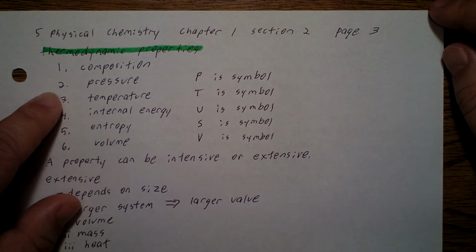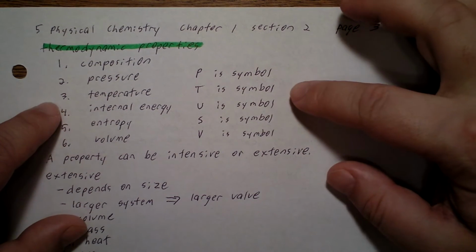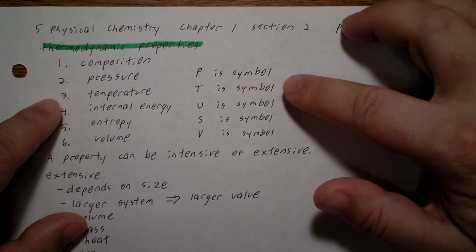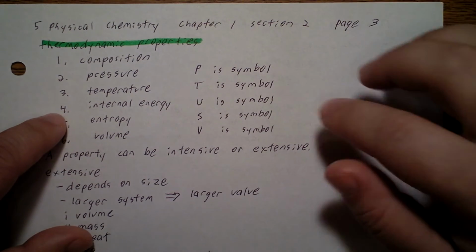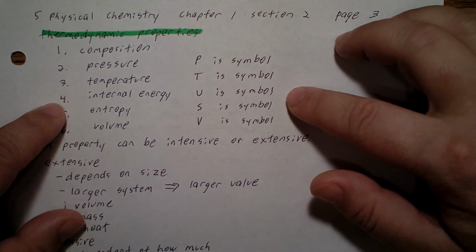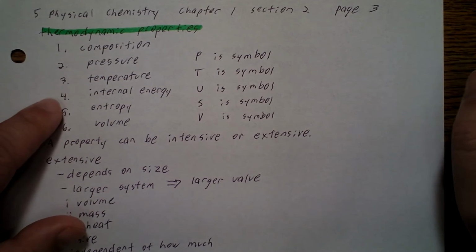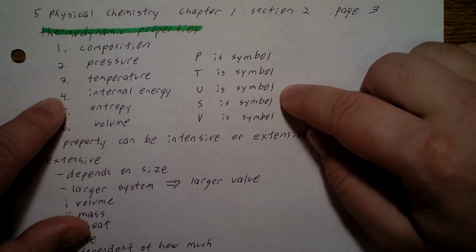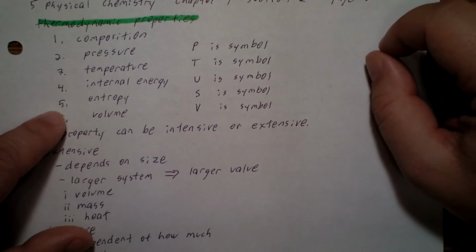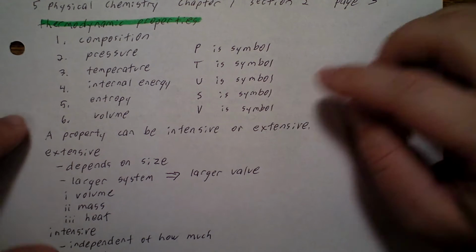Another thermodynamic property is pressure. The symbol for pressure is capital P. Another thermodynamic property is temperature. The symbol for temperature is capital T. Another important thermodynamic quantity is internal energy. We're going to be talking about a whole bunch of different types of energy in thermodynamics, and one of them is internal energy, and the symbol is capital U. Also, entropy, which is capital S, and then volume, which is capital V.